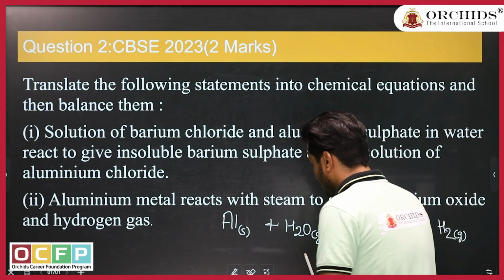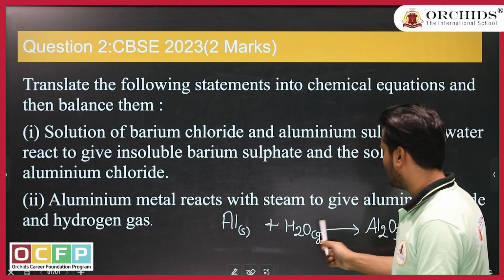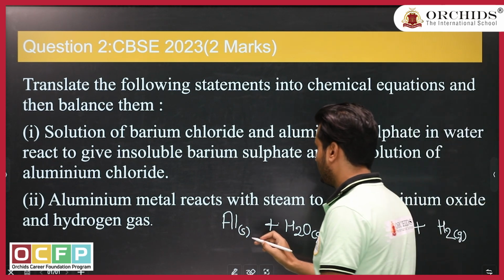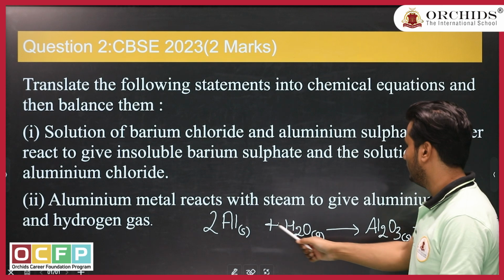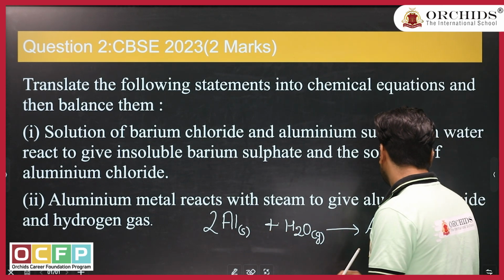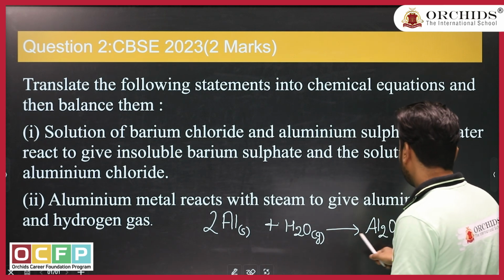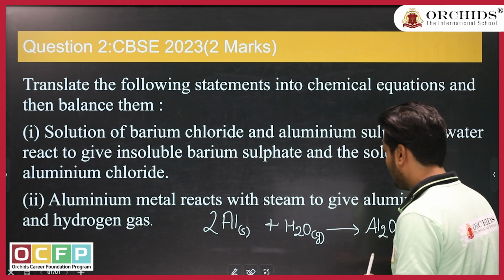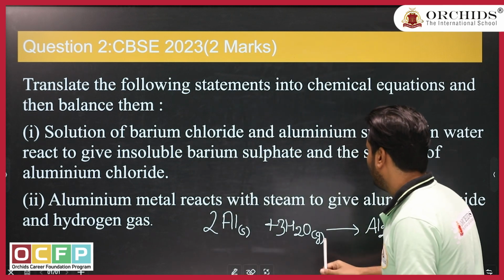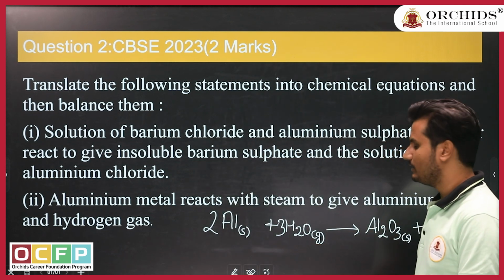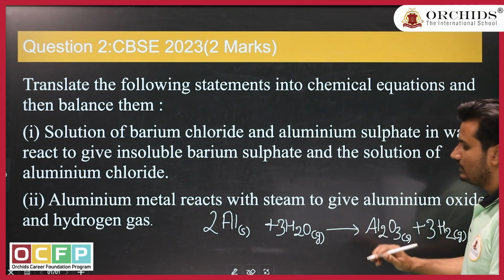Now we have to balance it. So we have 2 atoms of aluminum on the product side and only 1 atom on the reactant side. So you can put the coefficient as 2. Now our aluminum is balanced. Now see, there are 2 atoms of hydrogen over here, 2 atoms of hydrogen. There is only 1 atom of oxygen and there are 3 atoms of oxygen. So we will make here 3 atoms of oxygen. That makes 6 atoms of hydrogen. So we will take the hydrogen coefficient as 3.